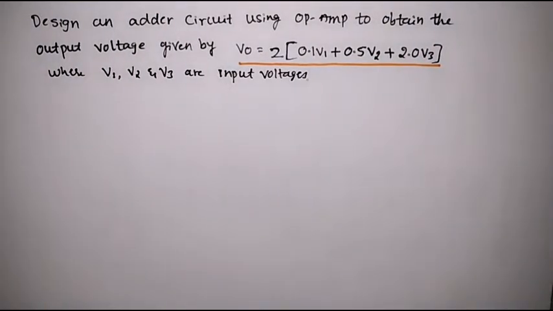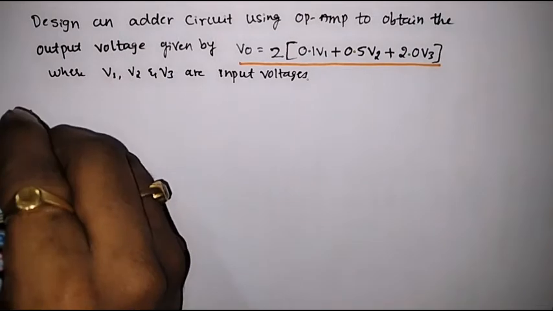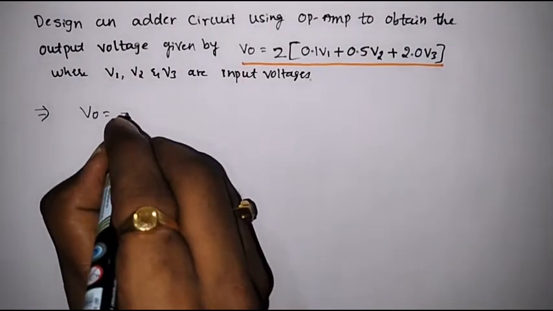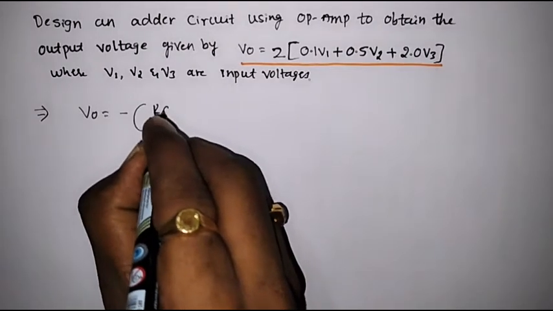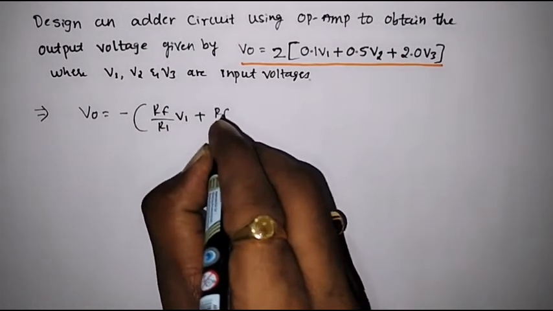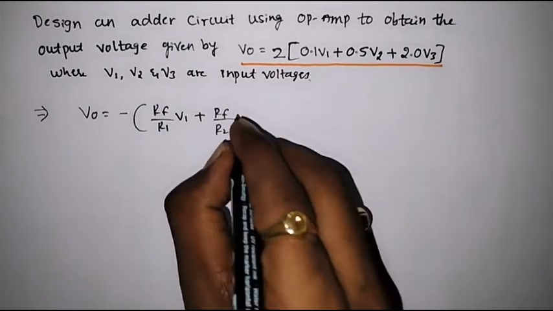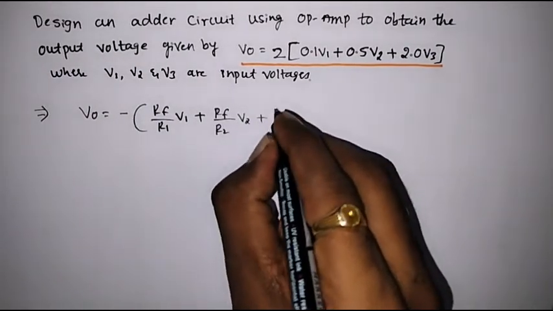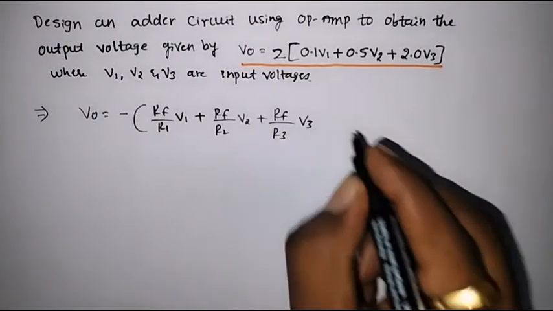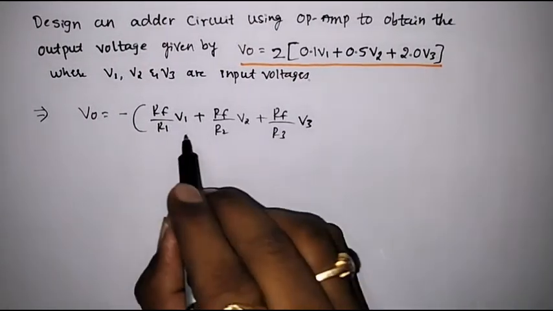We know that the output of op-amp adder circuit is given by the expression VO is equal to minus of RF by R1 V1 plus RF by R2 V2 plus RF by R3 V3. So here there are three inputs, so I will consider only three inputs.